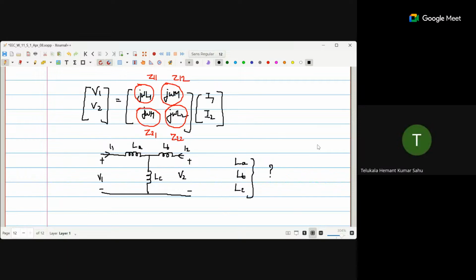Ma'am, in the equation V1 equal to I1 LA plus LC into I1 plus I2 will come, no, ma'am? Or will I2 be 0, ma'am? Here, because V2 is shorted, I2 will come. V2 is shorted.